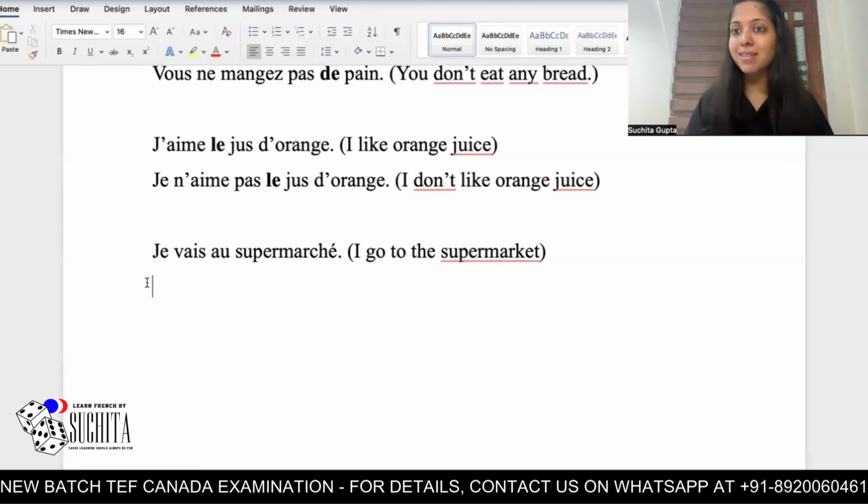Now let's take the next example, which is je vais au supermarché. Now the verb over here is the verb aller. Je vais is actually the conjugation of the verb aller. Now, in order to make it negative, of course, you'll put ne before the verb and pas after the verb. So, je vais, I go. I don't go, je ne vais pas. Now, after that, what we have is actually the contracted article.